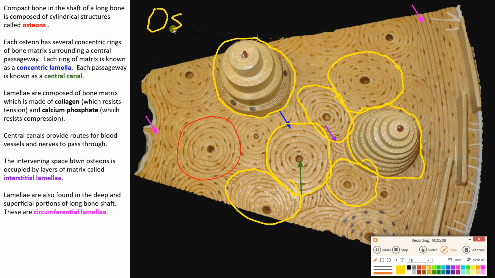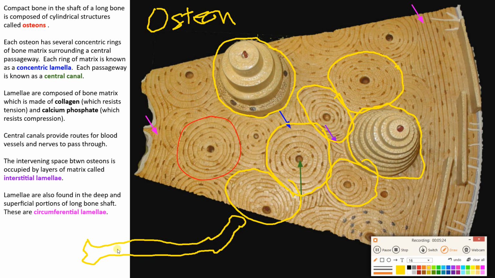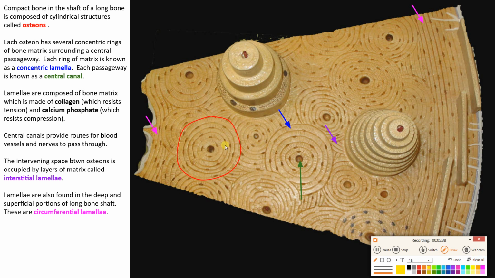These are the supportive structures that are going to make up the compact bone in the shaft of the long bone. If we had the whole femur, okay, the entire diaphysis, the entire shaft is made of these cylinders. They would go along in this direction in the shaft. So each of these guys, these cylinders, is an osteon.